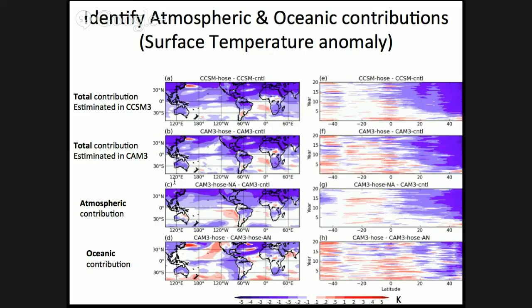You see that these two are still similar as I have shown previously, and there's a propagation. This time the x-axis is latitude and the y-axis is the time after freshwater hosing. You see that there's a propagation of surface cooling in the slab model. The atmospheric contribution is also propagating the surface cooling southward. But the oceanic contribution doesn't show the same propagation. The cooling stops at around 20 degrees.